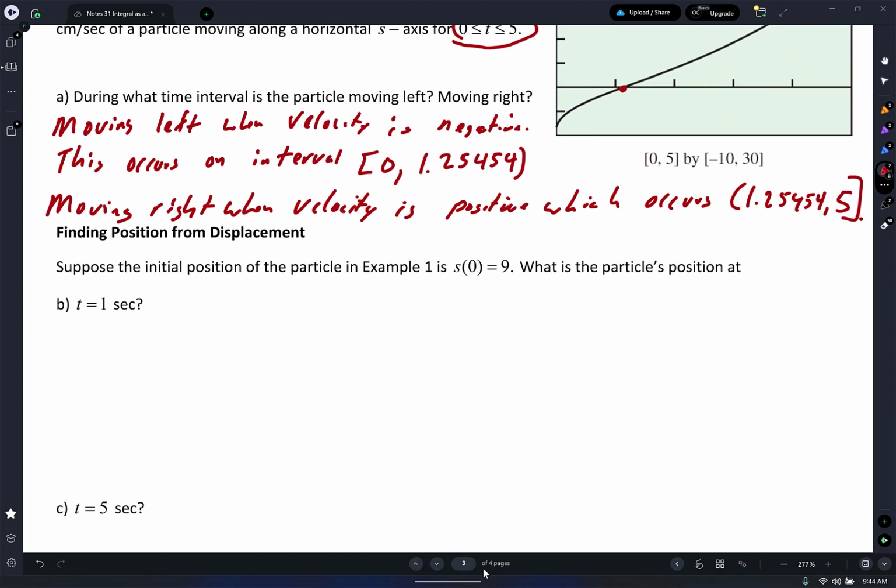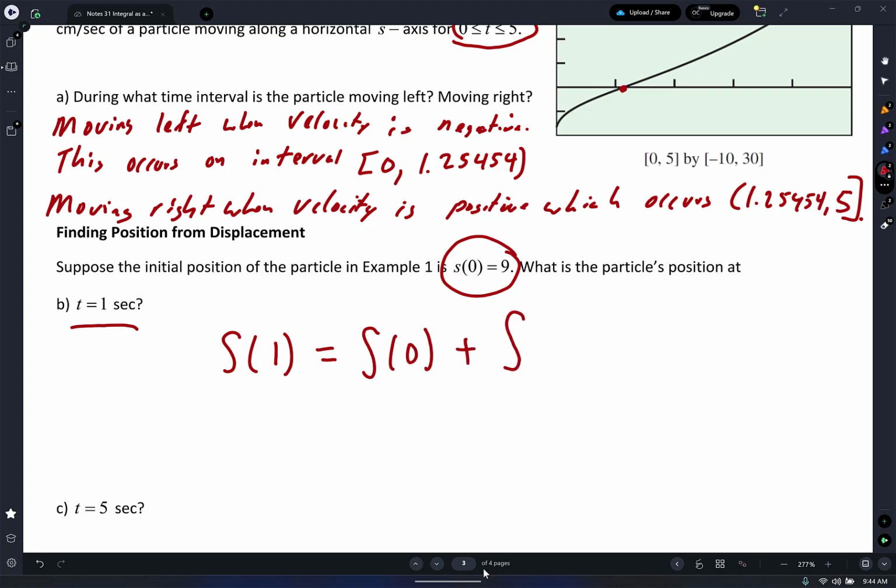All right. Suppose the initial position of the particle is, so they give me a position. I'm at position 9. What is the particle's position at t equals 1 second? All right. Here we go. Ready? I say my new position at 1 second is nothing more than my initial position at 0 plus the displacement from what to what?